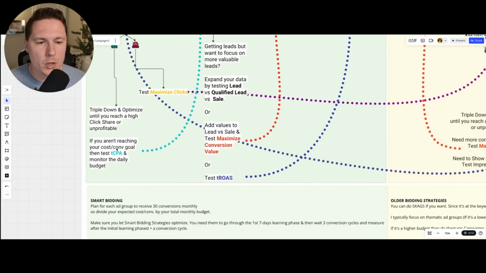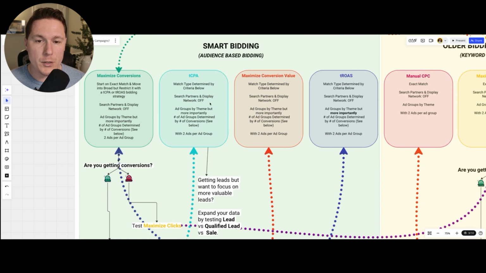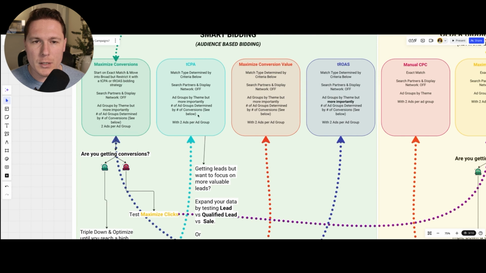Let's just say you aren't reaching your cost per conversion goal, then test tCPA and monitor the daily budget. So you'll just go up and test that. Again, give it some time. But if you have, for example, $100 per day for the search campaign, and on average over the course of the last 7 days, you're not spending that full $100 a day, then that means that your tCPA goal is too restrictive. What this means is that Google is having a hard time finding audiences. And so this is where, instead of having a tCPA goal of 100, you'll want to move that up to 120 and then monitor from there. So just keep that in mind as you're using tCPA.